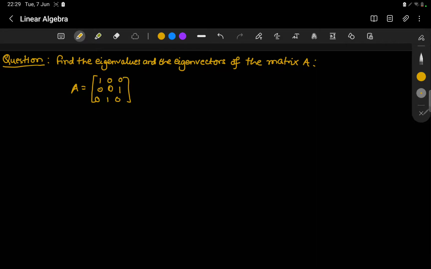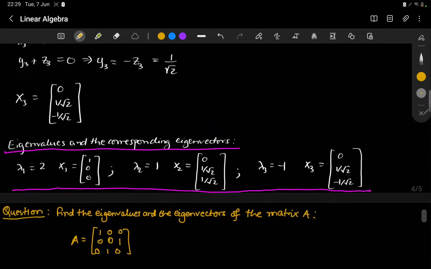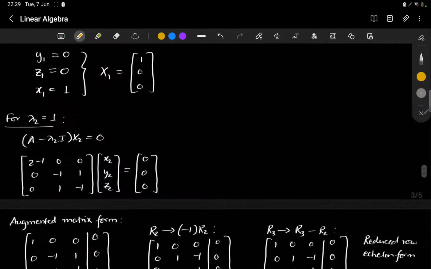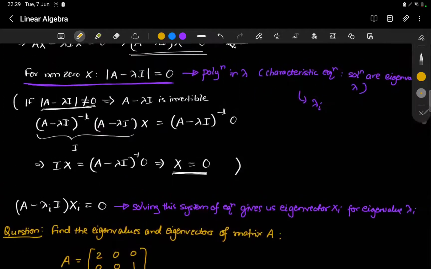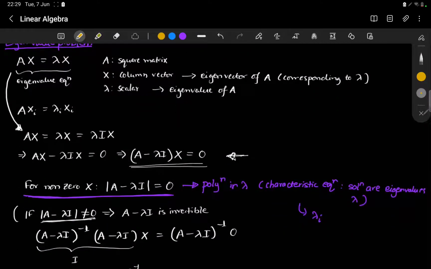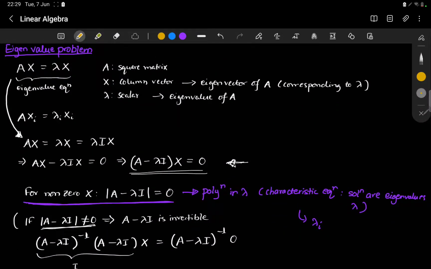So we saw how to find eigenvalues and eigenvectors in the previous video. Let us recap it just quickly. We saw the eigenvalue problem. It is given as follows: Ax equal to lambda x, where A is a square matrix, x is the column vector, which is the eigenvector of the matrix A corresponding to the scalar lambda, which is the eigenvalue of the matrix A.